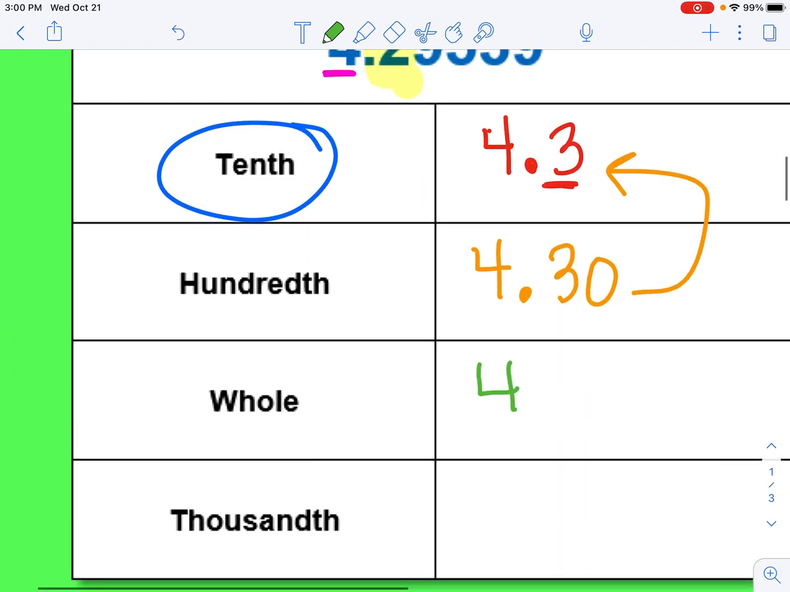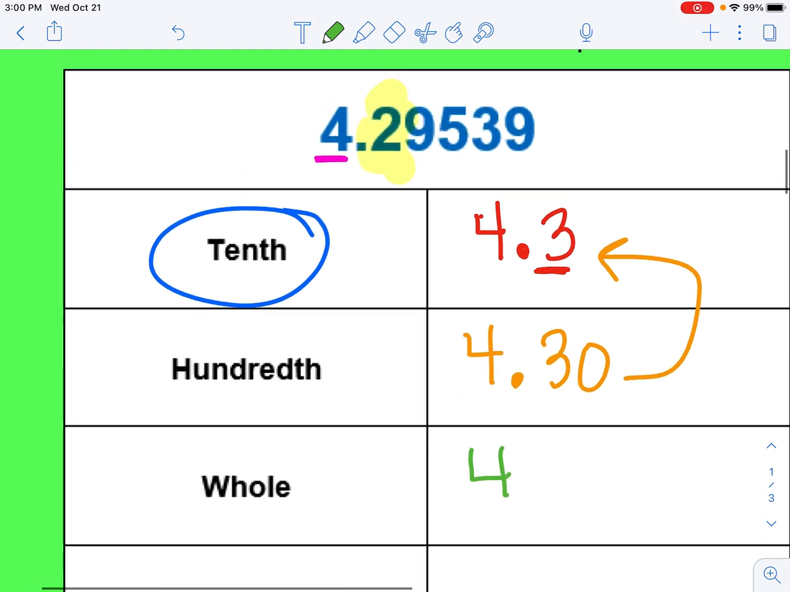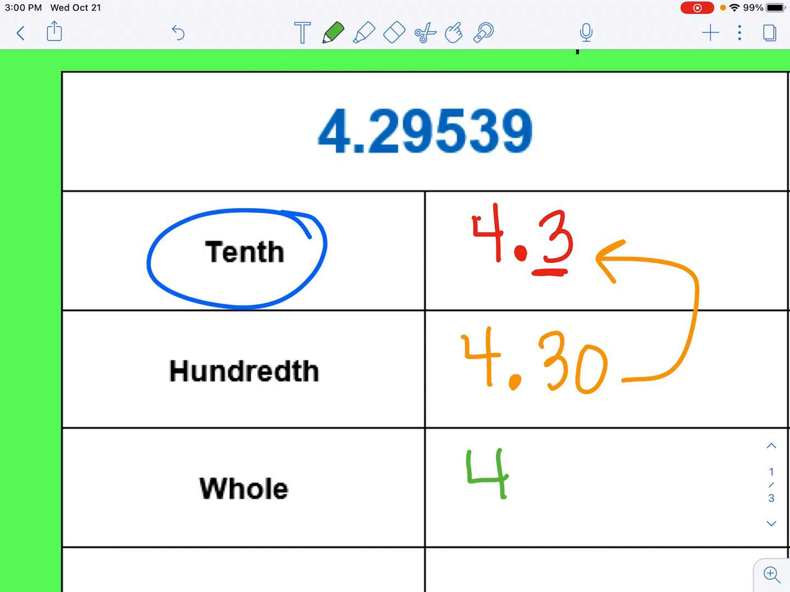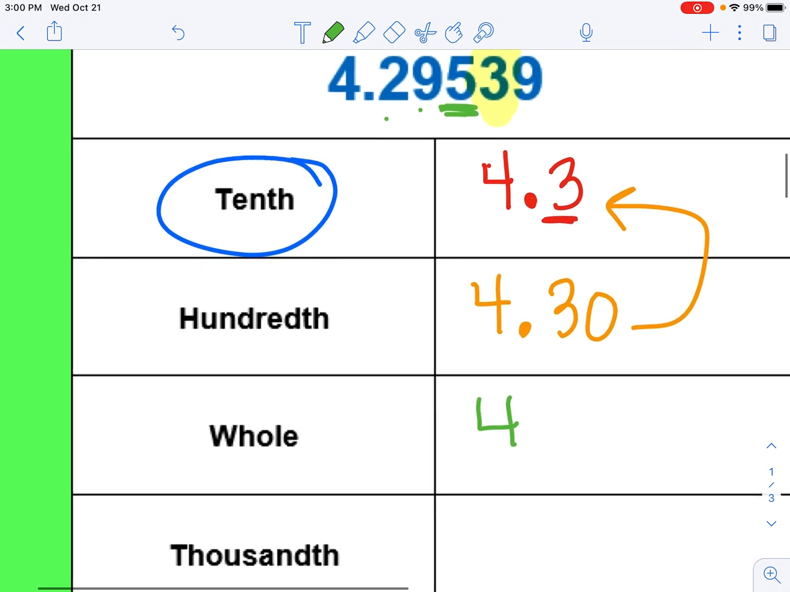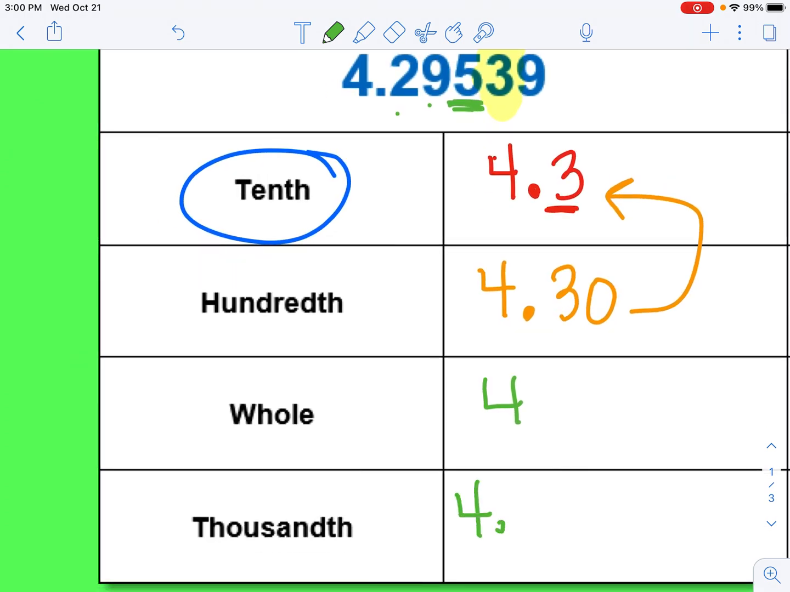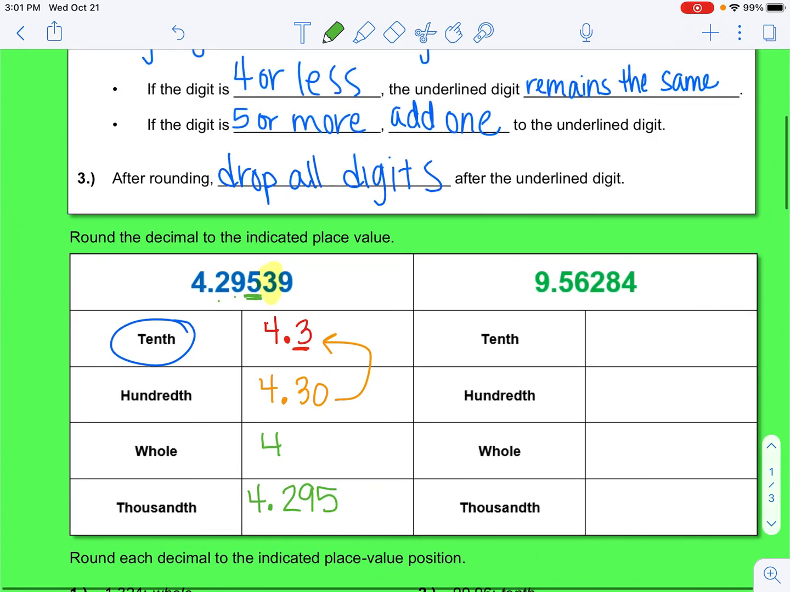Alright, our last one. Now we need to round to the nearest thousandth. We're going to underline which number is in the thousandths place. Tenths, hundredths, thousandths. This 5 right here. And now we highlight the digit to the right of it, so this 3. Is it 4 or less, or is it 5 or more? It's 4 or less, so my 5 stays the same. So my number is 4 and 295 thousandths. And I just drop all the numbers at the end. They don't matter. Alright, so that's the first one.